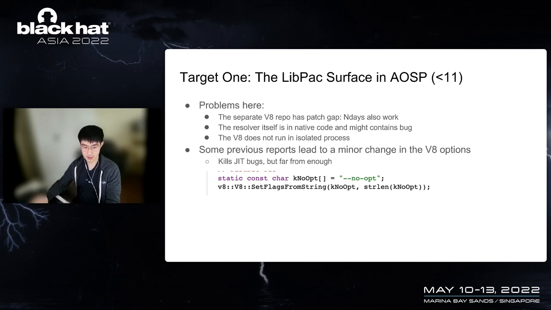Previously, some people reported some N-days here, and it led to a minor change in the V8 options: we can see a no-optimize option is introduced. It kills JIT bugs, which means that if there's no optimization, the JIT feature is turned off and you cannot exploit JIT bugs. But only turning off JIT is far from enough, because we still have other 0-days and N-days.